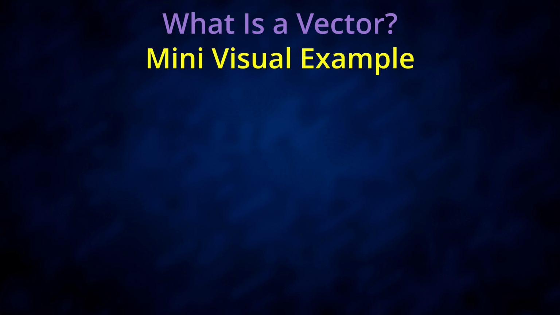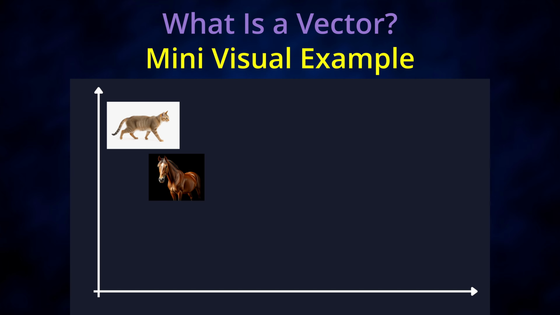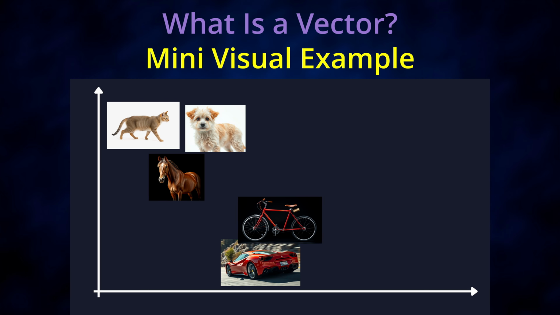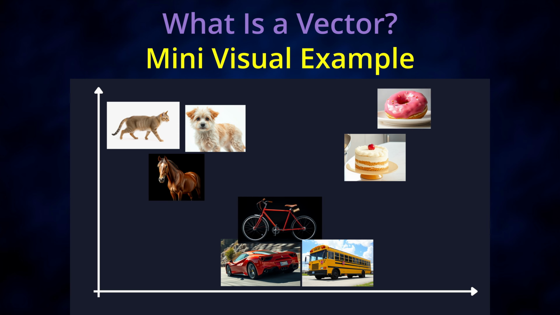Mini visual example: cat, horse, dog clustered together. Car, bicycle, bus, another cluster. Cake, donut, pizza, another cluster. This is vector space. AI understands by comparing distances between these points.